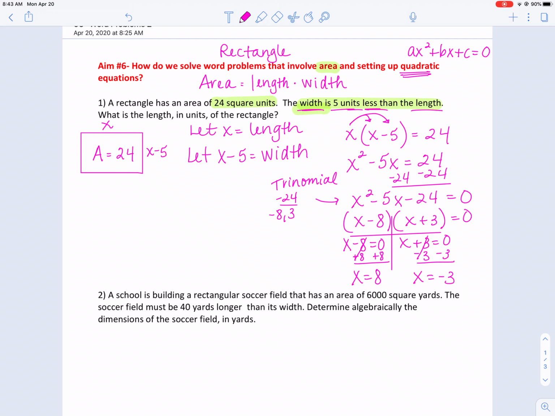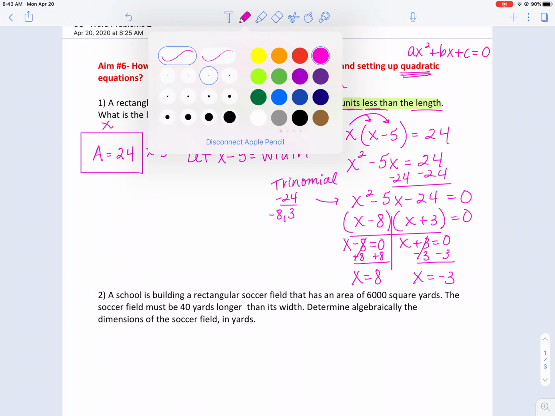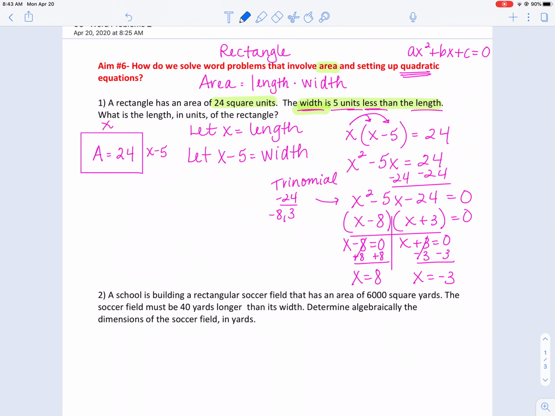Now, what does x represent? The length. Can your length be 8? Yeah, that makes sense. Length can be 8. Can your length be negative 3? No. So I'm going to reject this and just write that length cannot be negative.